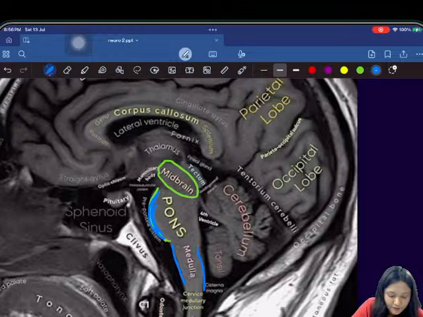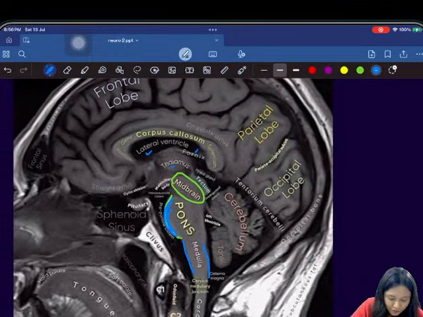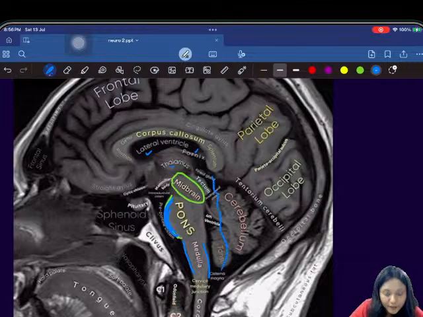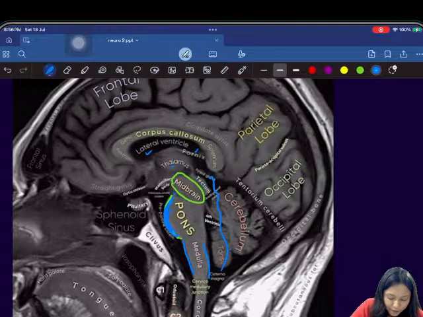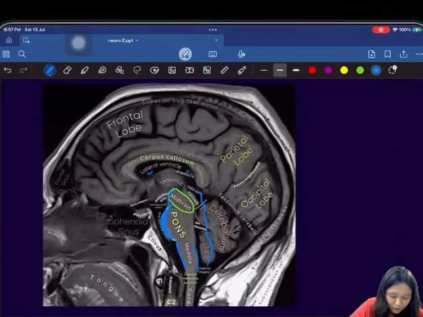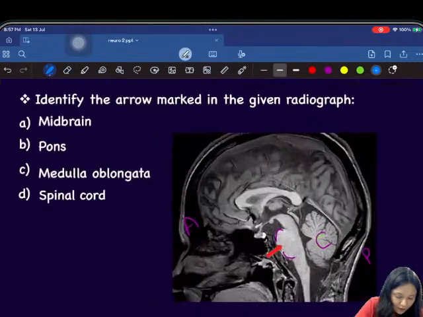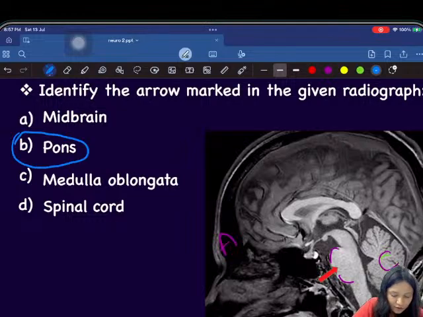You can see this is the lateral ventricle, fornix, thalamus. It's very easy, अगर ऐसा bulge होगा, that is pons, and this entire area is your brain stem. ठीक है, मिड ब्रेन, पॉन्स, मेडुला. मिड ब्रेन पॉन्स के ऊपर होगा, बल्ज के नीचे होगा मेडुला, और ये बल्ज होगा पॉन्स. So the answer here will be your pons.